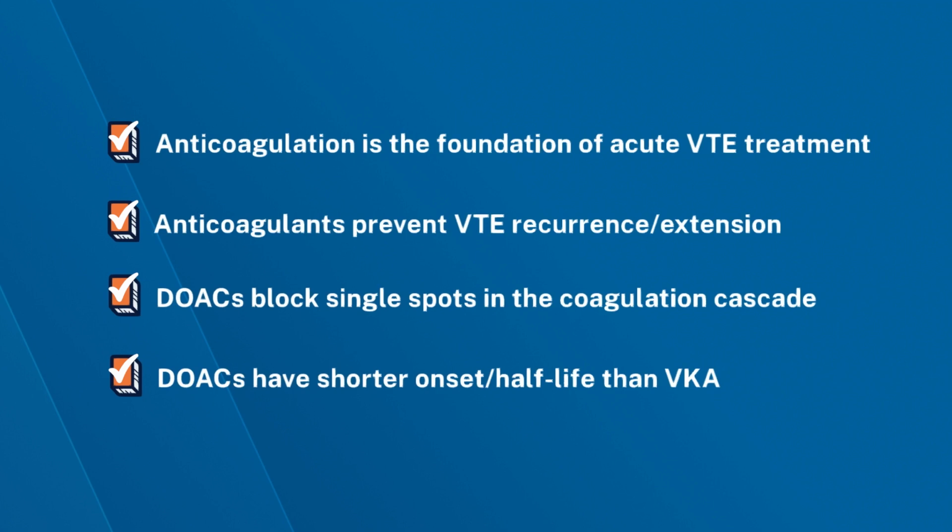And we know that after 3 to 6 months of therapy, we can use a half-dose DOAC as a way to prevent VTE in the long term. So hopefully this has been a great summary for you as you think about how to treat your patients with acute DVT and PE.